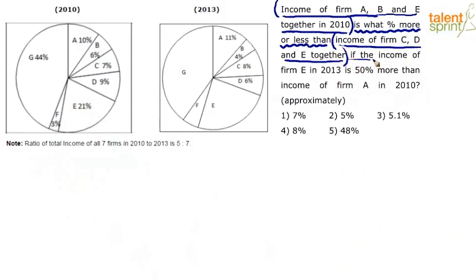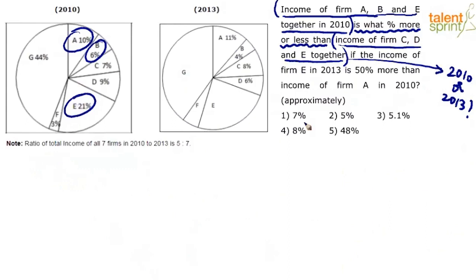Is he referring to 2010 or 2013? That's not very clear. Yes or no? Income of A, B, E in 2010. But C, D, E, is it C, D, E for 2010 or C, D, E for 2013? That's not very clear. So strictly speaking, I can say the question cannot be answered.